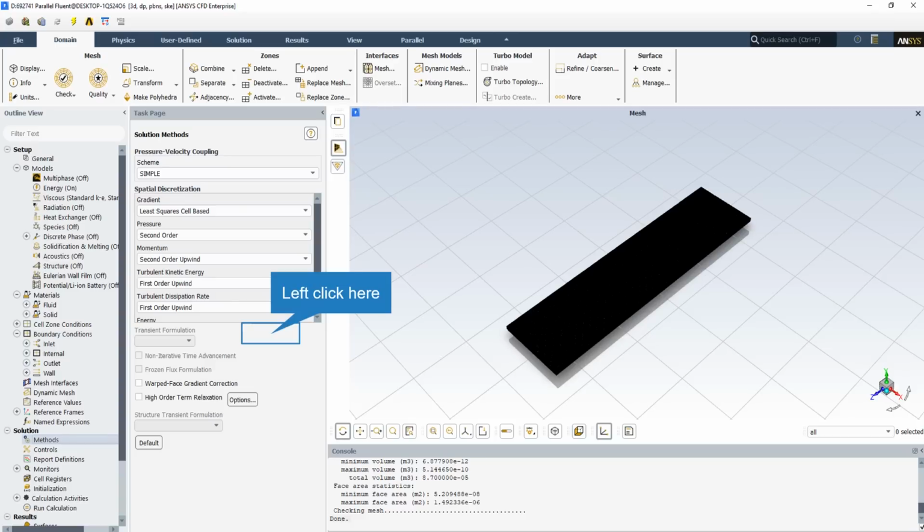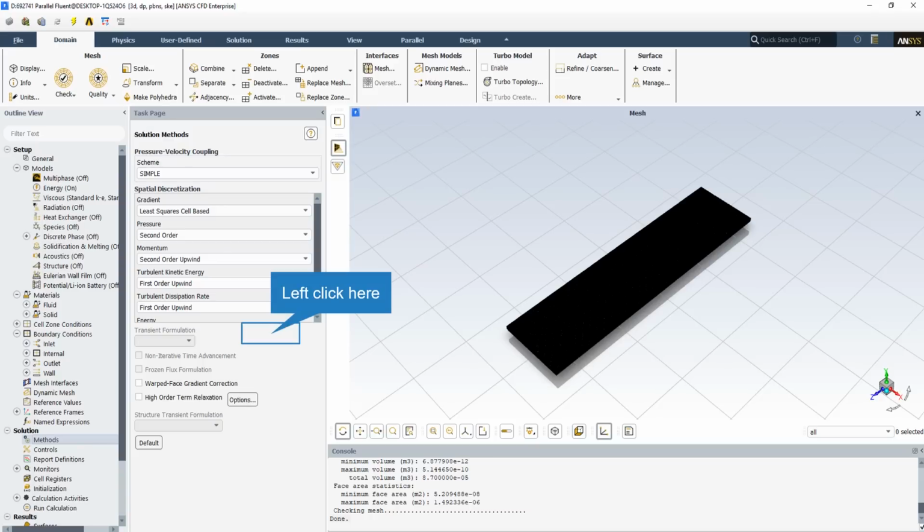The SIMPLE algorithm in the solution methods section uses a relationship between velocity and pressure corrections to enforce mass conservation and to obtain the pressure field. Also, the pressure-velocity coupling scheme controls the manner in which pressure and velocity are updated.